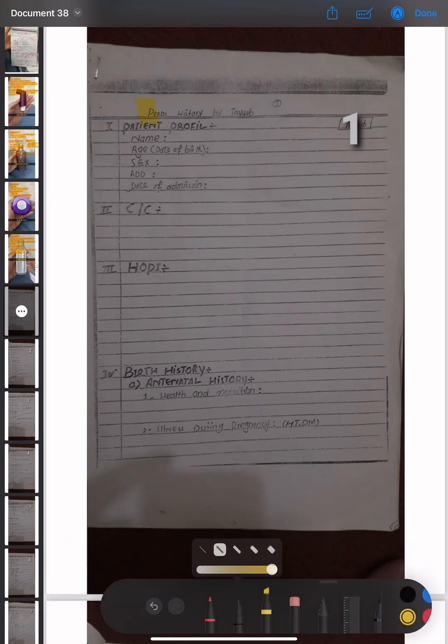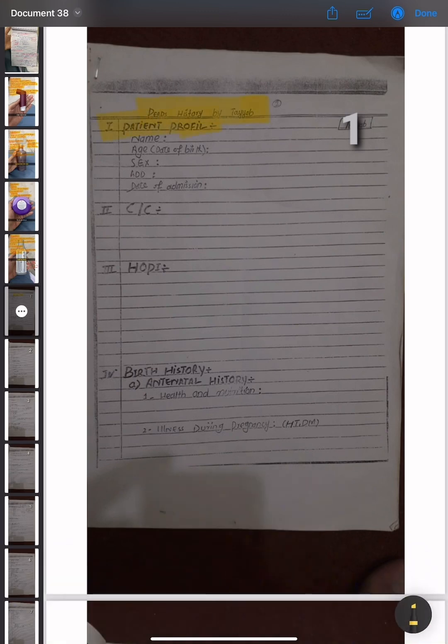First of all, you have to ask about the patient profile, that is the name of the patient, the age of the patient, the sex, the address, and the date of admission. Then you will ask about the chief complaints, and you will try to write it in 2 to 3 lines. For example, a patient having diarrhea for 3 days, cough for 2 days, and fever from 1 day in chronological order.